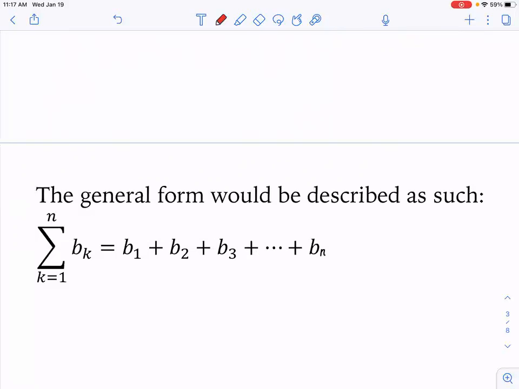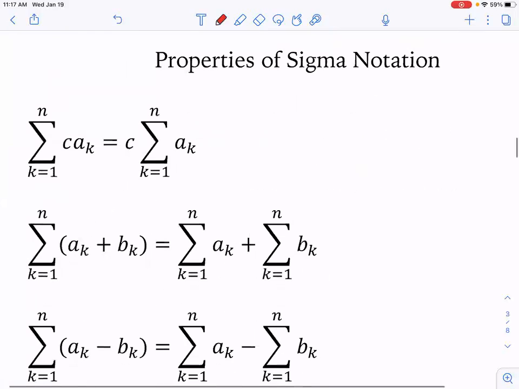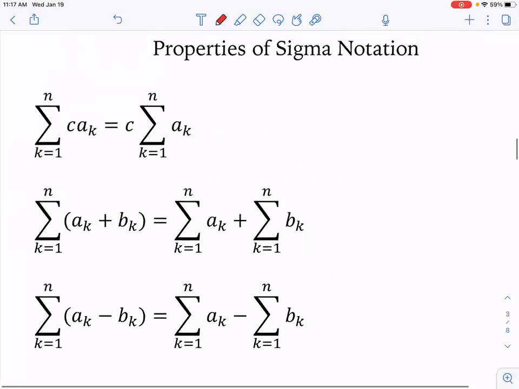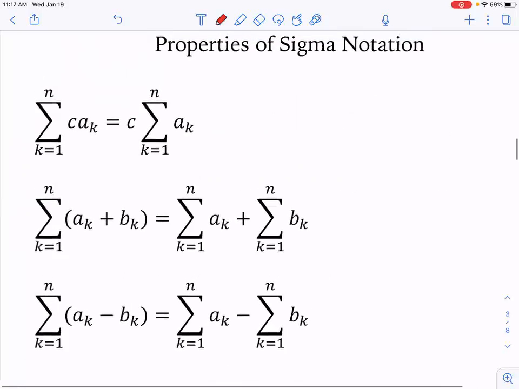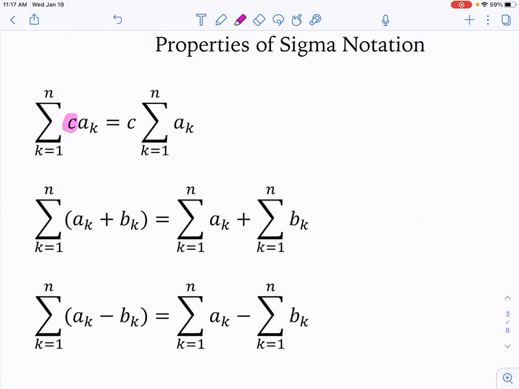Okay, now we're going to write down some properties, and these are going to seem sort of meh, but when we get to next week, and we're talking about how this relates to integration, it will be important. Okay, so if we have a constant on the inside of our summation, we could take it to the outside of our summation and take care of it later.